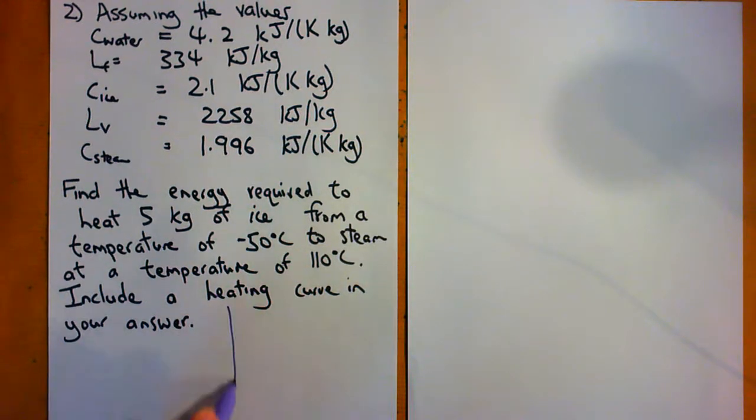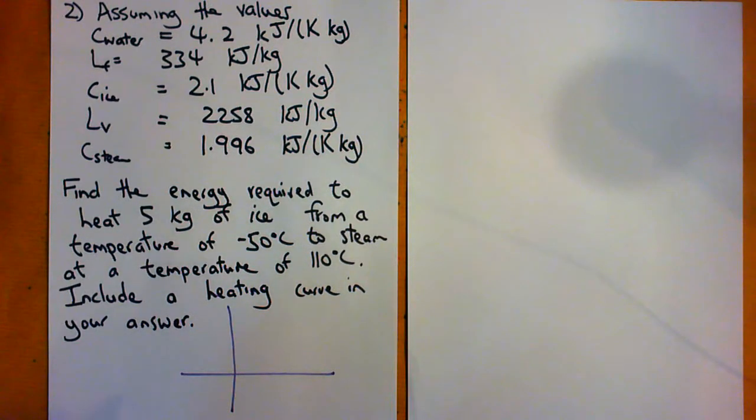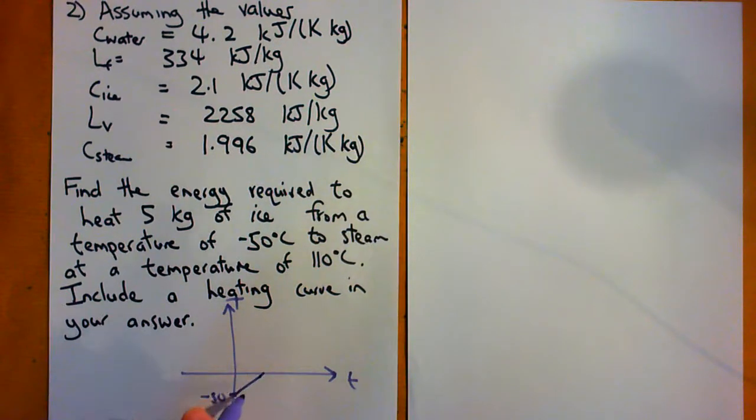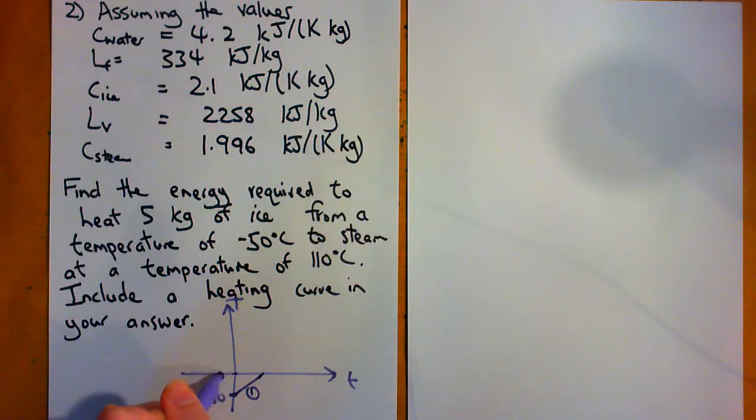So let's draw the heating curve to begin with, because that will give us a good idea of what's happening in this question. The heating curve is going to be a graph of temperature versus time, and we're starting off at a temperature of negative 50. The first stage of the process is the solid ice, which is going to be increasing in temperature up to melting point, which is 0. So the first stage is when ice warms up from negative 50 up to 0.